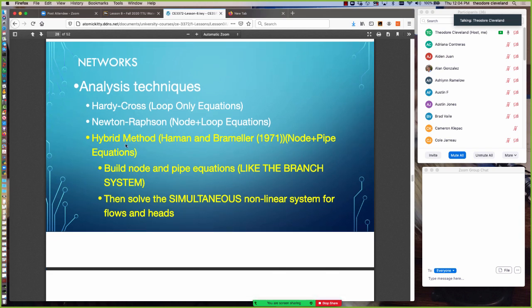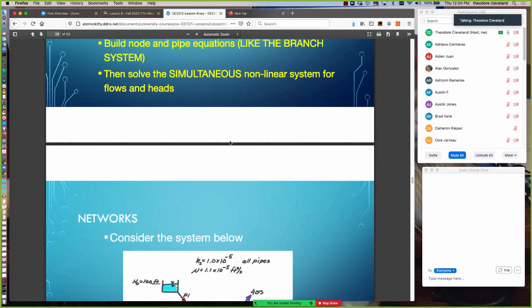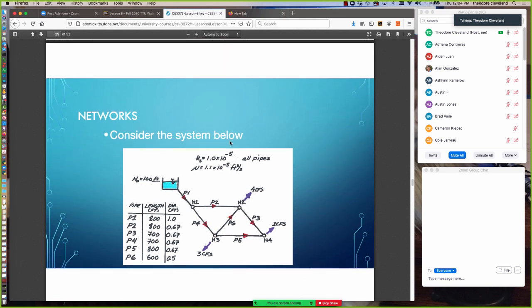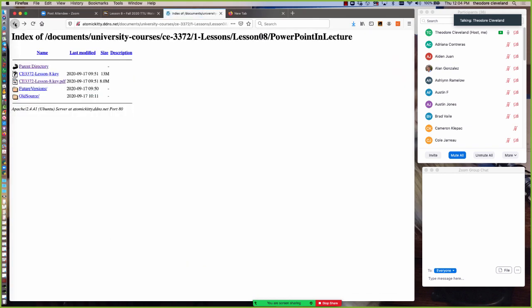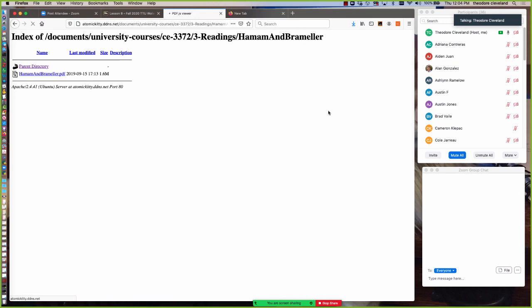So we're going to look at the Hardy Cross and Brameller method, using this as an example network and go through the gory details of programming that in. We'll do it in either Python or R. And I want to go back and actually show you the original paper.